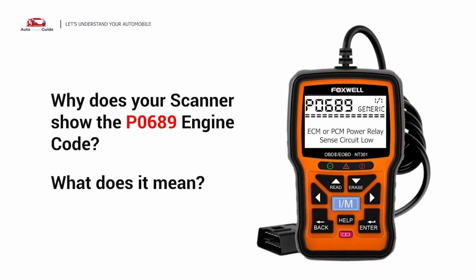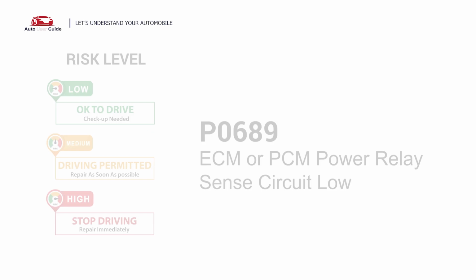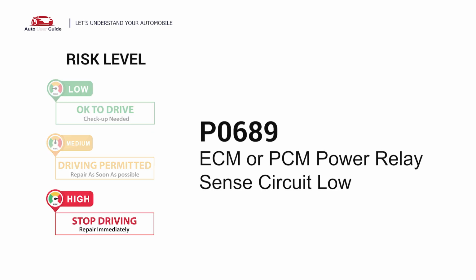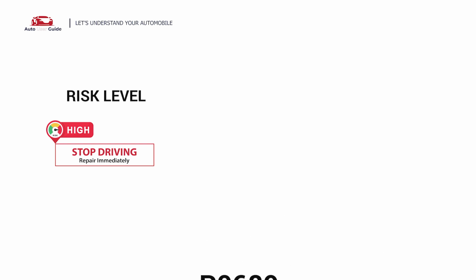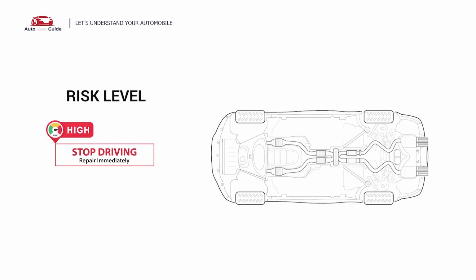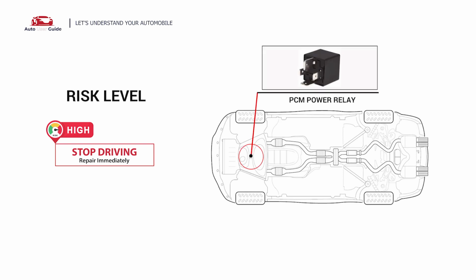Why does your scanner show the P0689 engine code? What does it mean? P0689 is a diagnostic trouble code for the ECM or PCM power relay sense circuit low. This error code indicates that either the Powertrain Control Module or the Engine Control Module has detected an abnormal voltage reading coming from the relay control circuit that supplies its power. Under this circumstance, stop driving and repair your vehicle immediately.